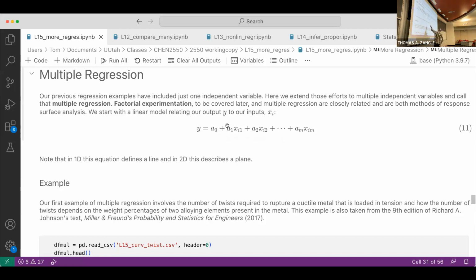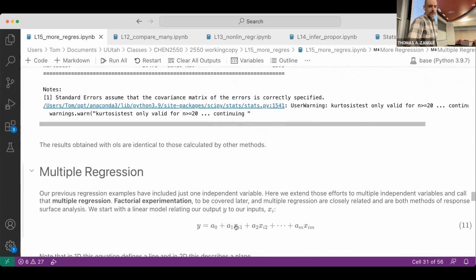And what we're seeking to find based on our data are the values of all of those different coefficients, in this case, a1 through am. And just to note, if we look at this expression, if this were in 1D and we just had y is a naught plus a1 xi1, right? It should just be a1 times xi1, right?